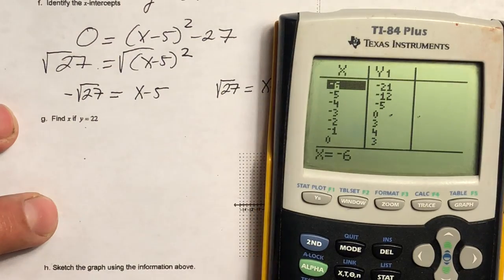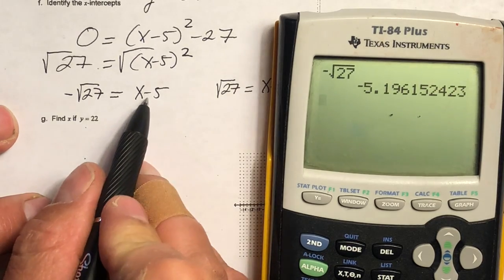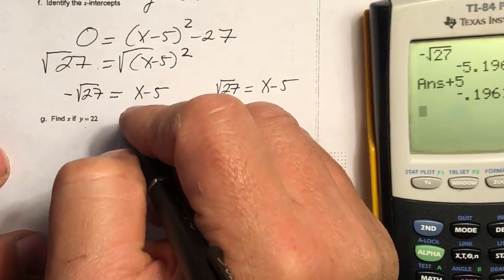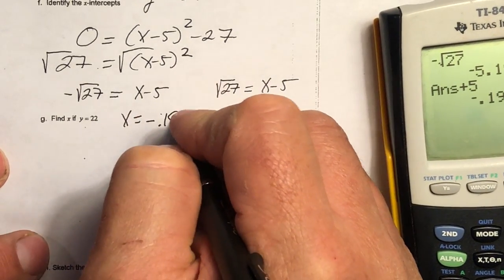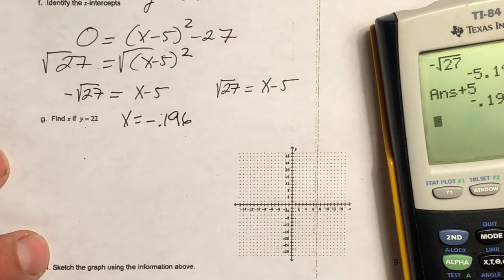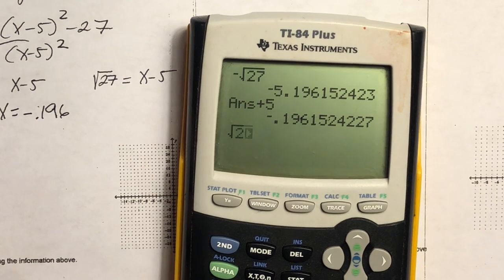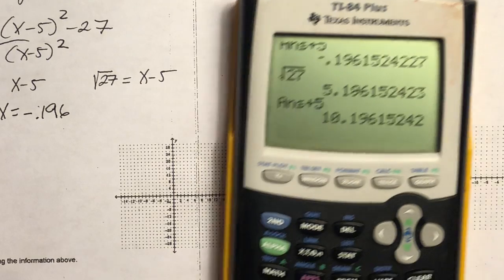Let's use my calculator. Clear that out. So let's go negative square root of 27. And now I'm going to add 5 to both sides. All right, and that's going to give me x is equal to negative 0.196. And then the square root of 27. Remember, we're going to add 5 to that. And that's 10.196.